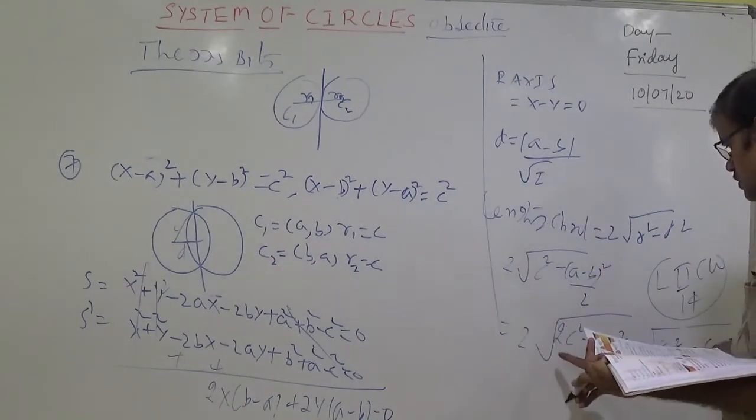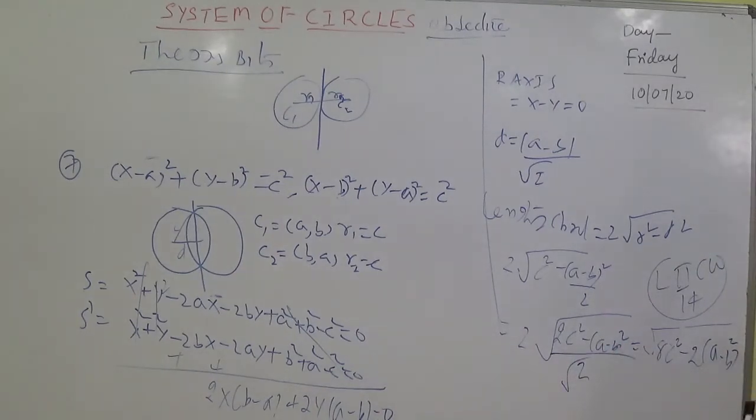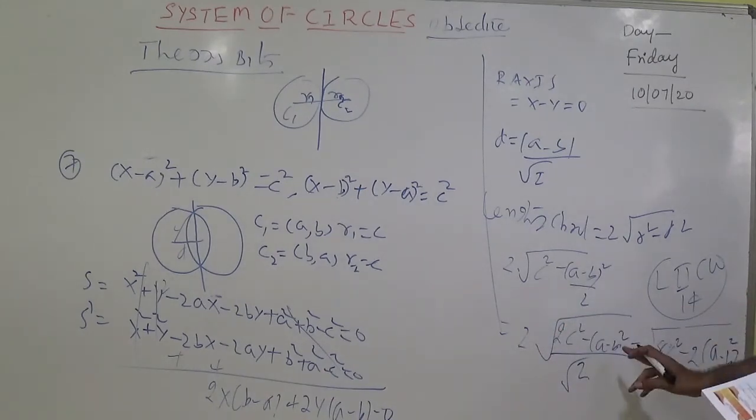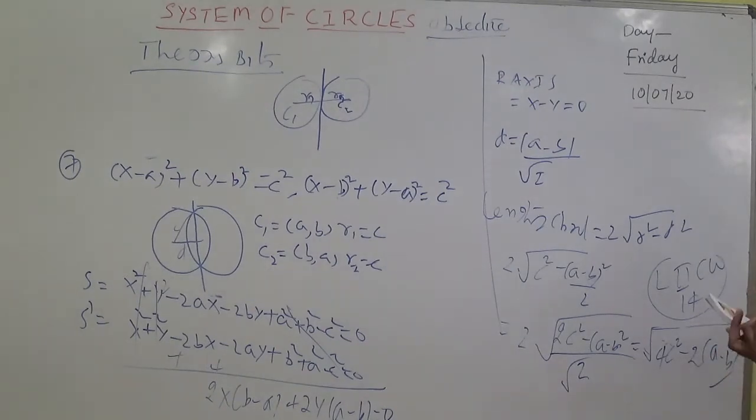Taken as, okay students, I forgot about this one. Root 2. So better to do root 2 into, root 2 will divide root 2 times. So root 2 taken inside becomes 2. Yes, it is correct. So it is 4c square minus 2 into a minus b whole square. It is correct now, so no need to do the question.